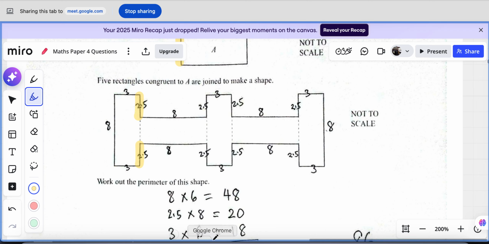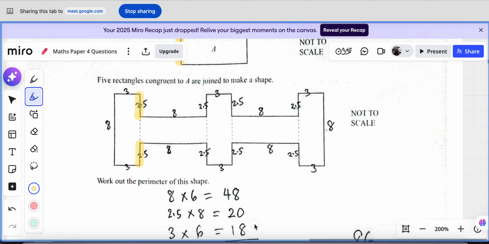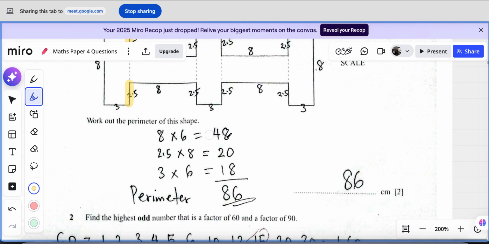So I'll say 3 times 6, I get 18. So perimeter is for me to add all of them together. 48 plus 20 plus 18, I get 86 centimeters. So you get 2 marks for doing this. Okay? You get 86 centimeters, you get 2 marks for doing this.